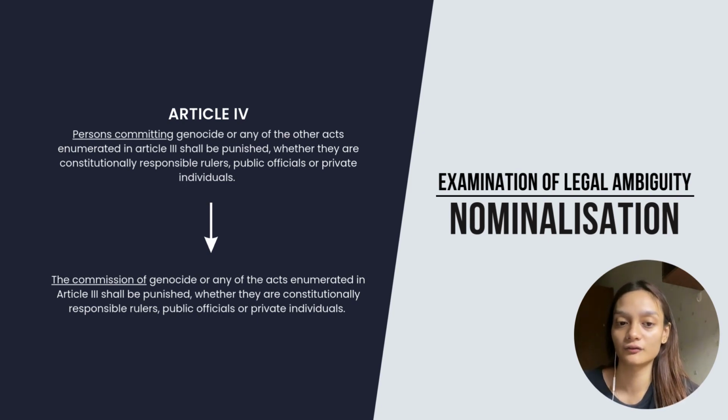So I'll be using Article 4. Article 4 states that persons committing genocide or any of the other acts enumerated in Article 3 shall be punished whether they are constitutionally responsible rulers, public officials, or private individuals.